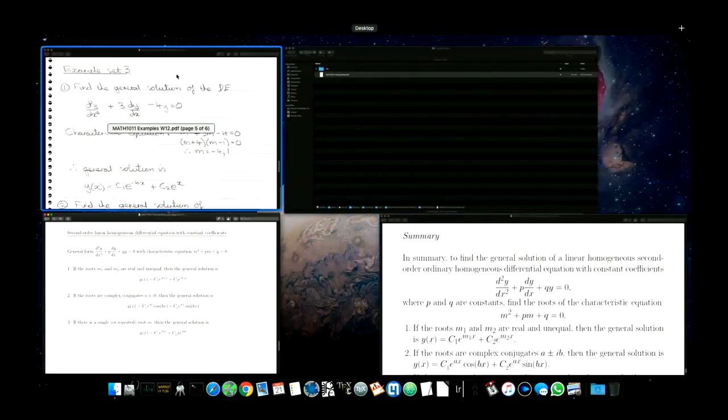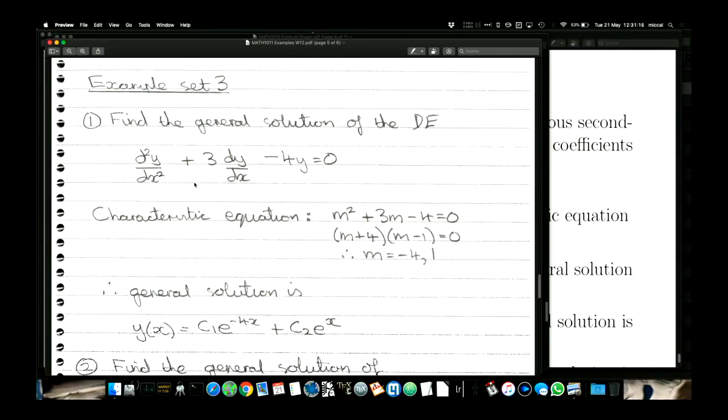So, find the general solution of this. Characteristic equation, you can almost do it without thinking. Well, the characteristic equation is m squared plus 3m minus 4. It is important to understand that it comes from assuming a solution of the form e to the mx, but I'm never going to get you to redo all this Wronskian stuff again. You just take my word for it.